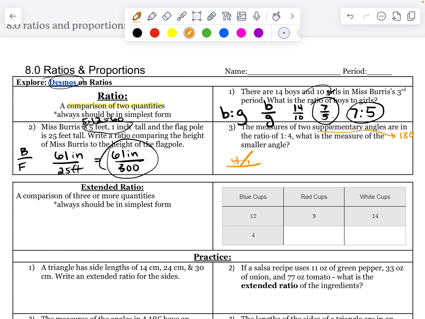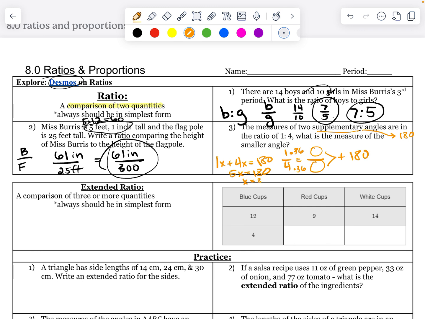Now to do that, I have to multiply them by some number, because they're in a ratio of 1 to 4. That has already been simplified. I need to know what the totals are, and those two totals need to add up to 180. So the easiest thing to do is say, okay, this is going to be some number times some number. So 1x plus 4x equals 180. 5x equals 180. So 180 divided by 5 is 36. So I'm going to say both of these times 36.